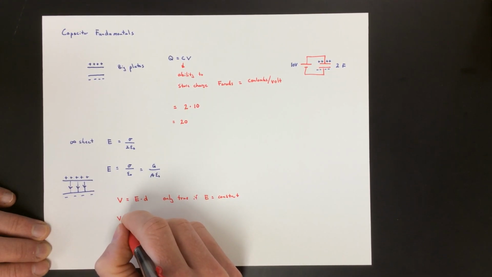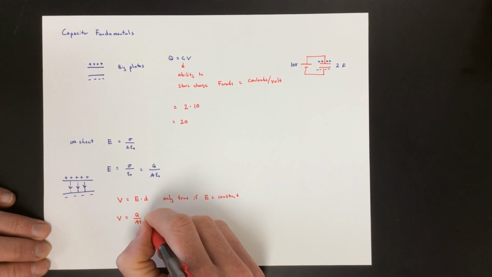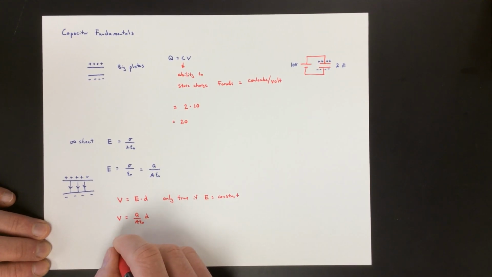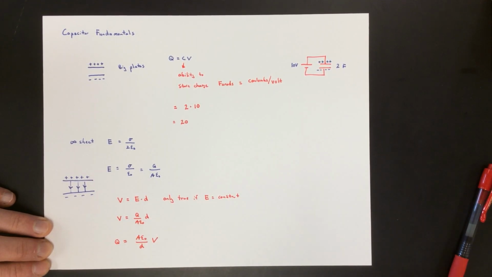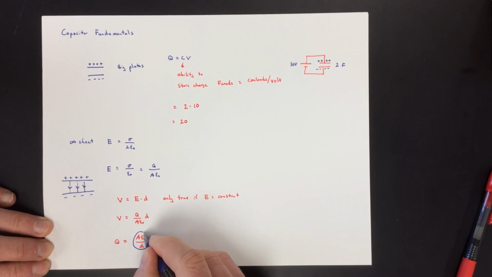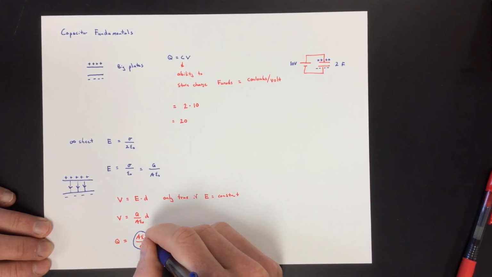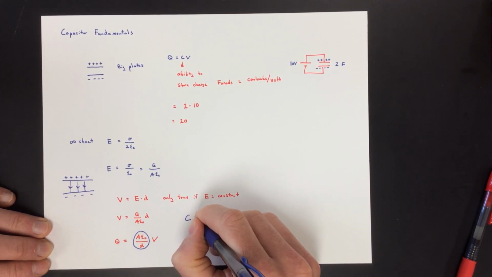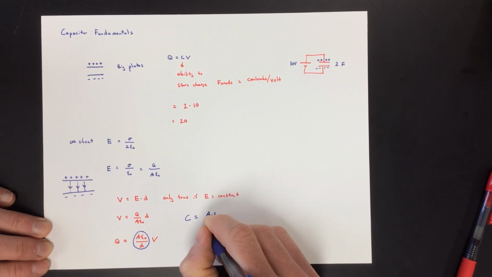And so then we get that the voltage is Q over A epsilon naught times d, and then we want to solve for Q. So Q equals A epsilon naught over d times V. And all of a sudden, we look back here, and that's what we define our capacitance as. That's the capacitance, right? The charge stored on a capacitor is equal to this factor times the voltage, which means this factor is the capacitance. So the capacitance, how you find it, is the area of the plate times epsilon naught over the distance of separation.